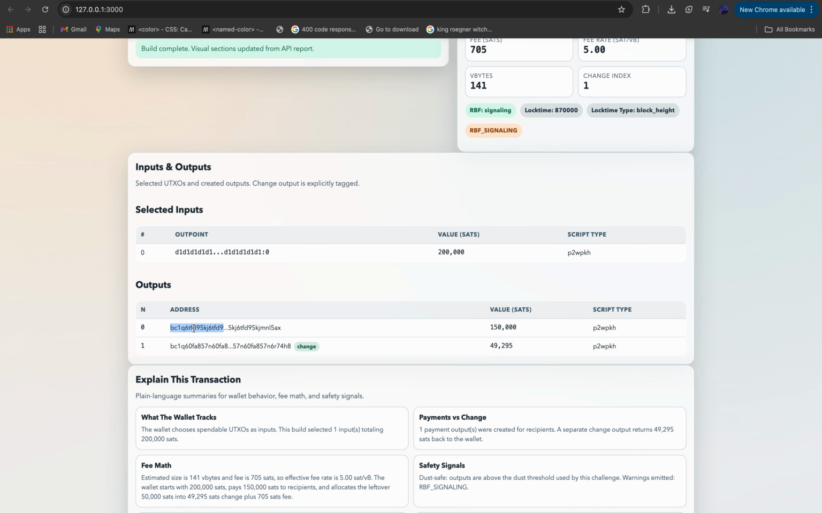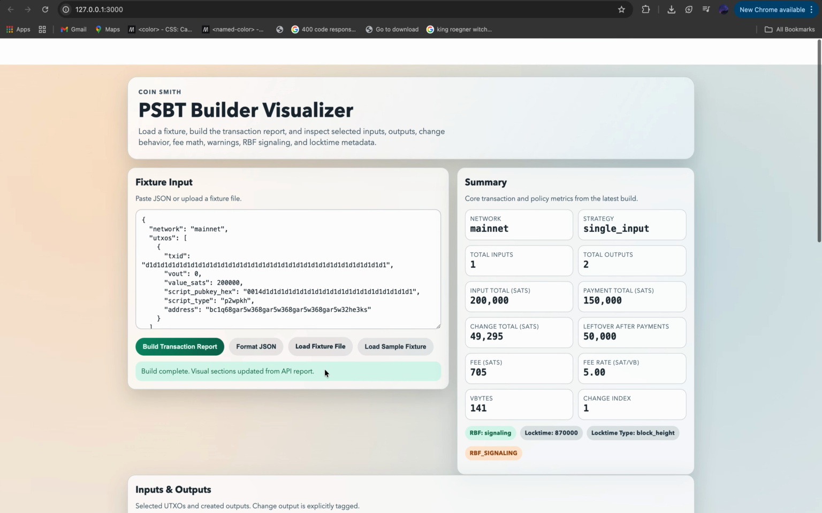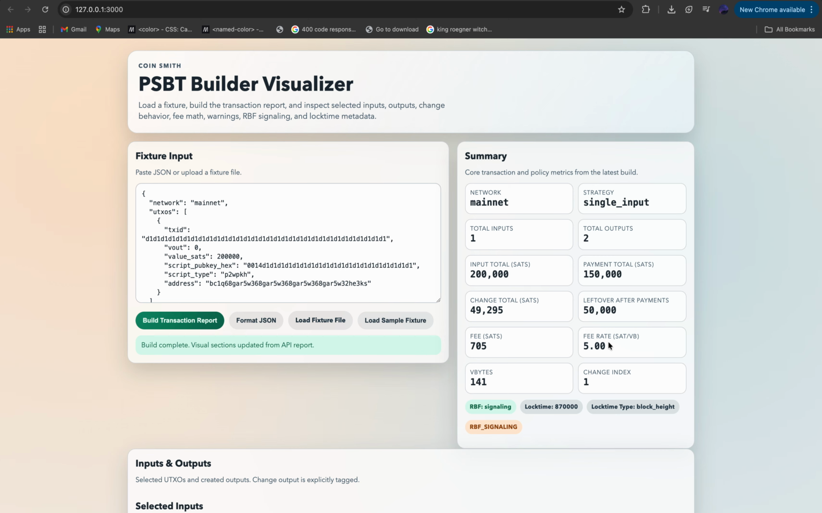Here we can see two outputs. The first one is worth 1,50,000 sats, and the second one is the change, which is worth 49,295 sats. We can see that this is not equal to 50,000, and the reason is fee math, which is simply the formula fee rate times vbytes. Vbytes denotes the size of our transaction, and therefore the fee we paid was 705, which was deducted from the leftover. So the change total came out to be 49,295.